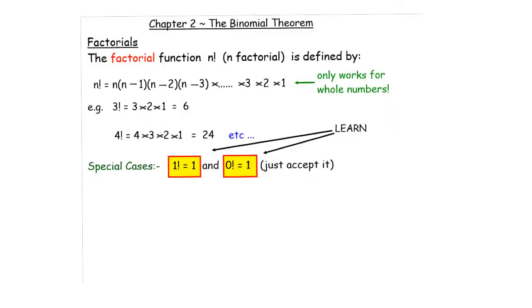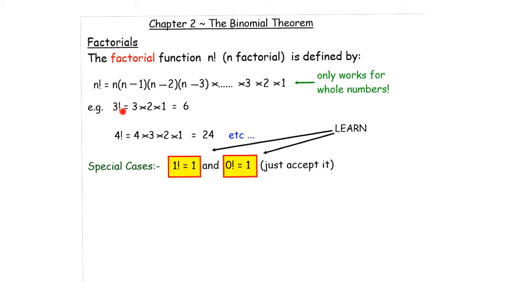So the factorial function is when you have this little exclamation mark after a number, and that's the notation for denoting factorial. And basically what factorial is, you multiply all the numbers, including the number that you're finding the factorial of, by each other, right down to the number 1.